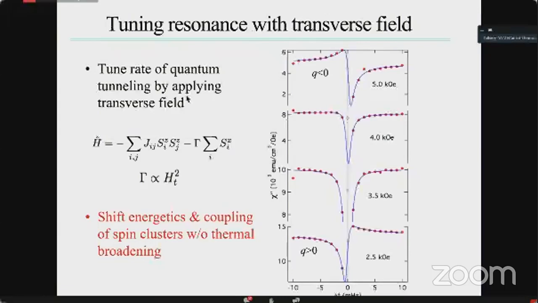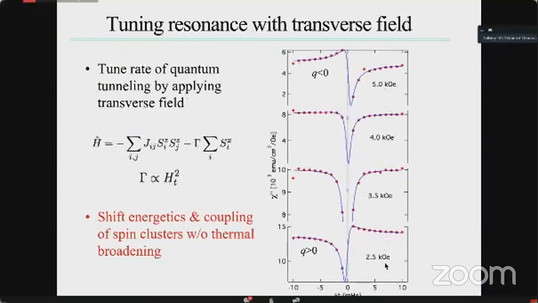However, remember, we have a transverse field, and you can also tune this resonance by applying a transverse field. Remind you of the Hamiltonian here, where this gamma, I'm sorry, the gamma here is the transverse field, not the line width in the phonoresonance. I apologize, I should have changed that. So here you see a sequence of phonoresonances at a series of transverse fields from 2.5 kilogauss to 5 kilogauss.